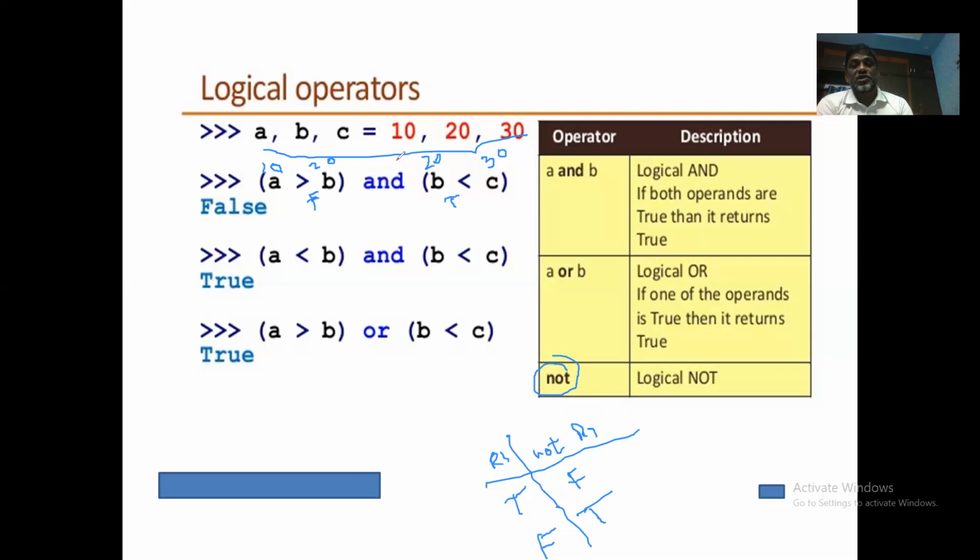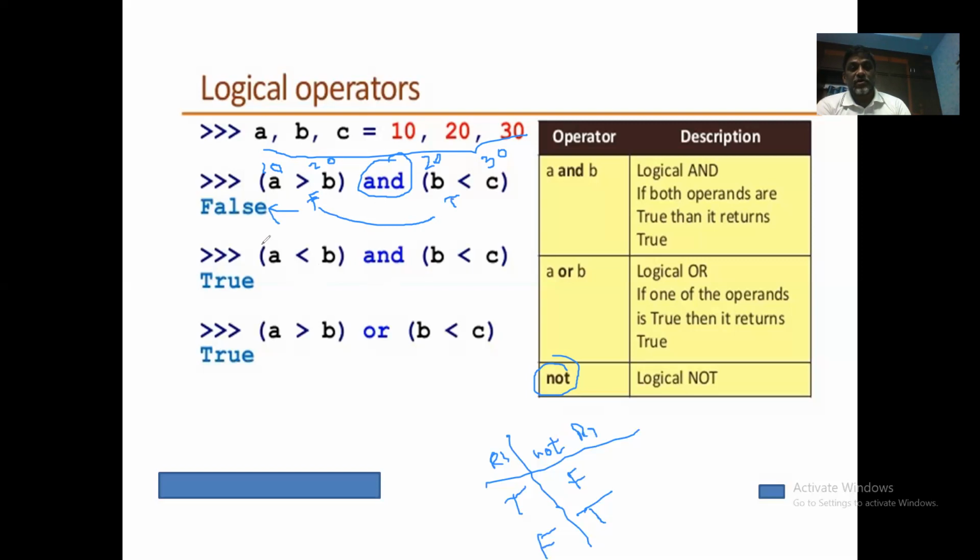And what is the operation applied here? And. So we know that false and true is going to be false. The result is false. So logical AND returns true only if both the relational expressions return true. If at least one of them is false, then the result is going to be false.